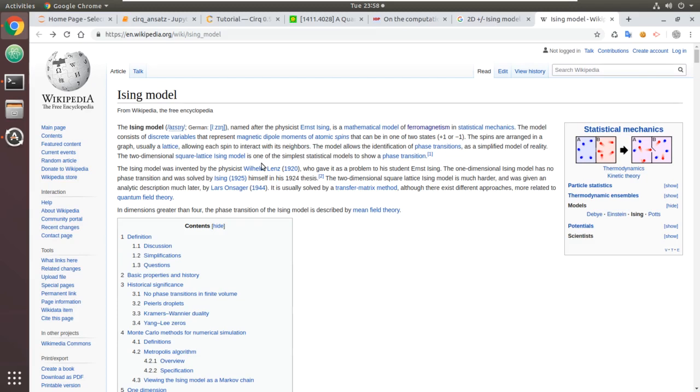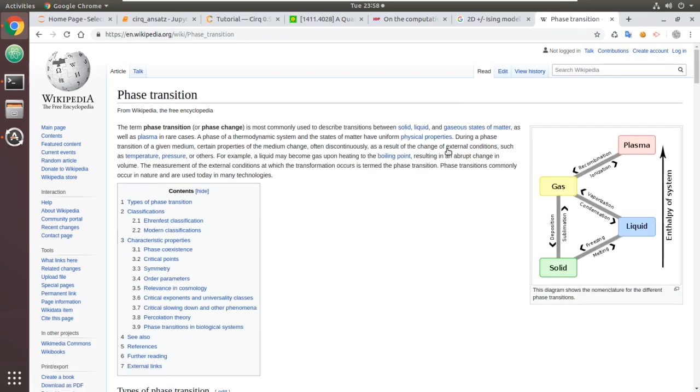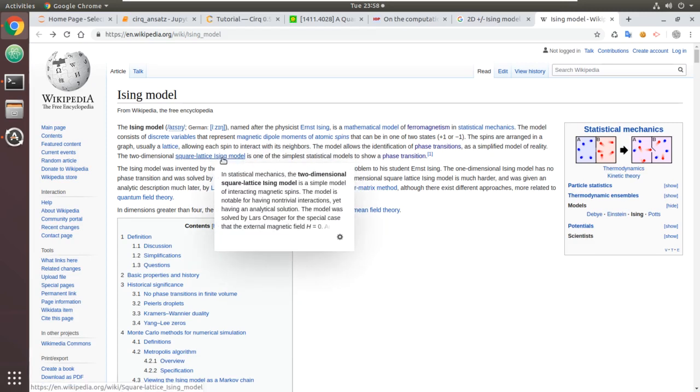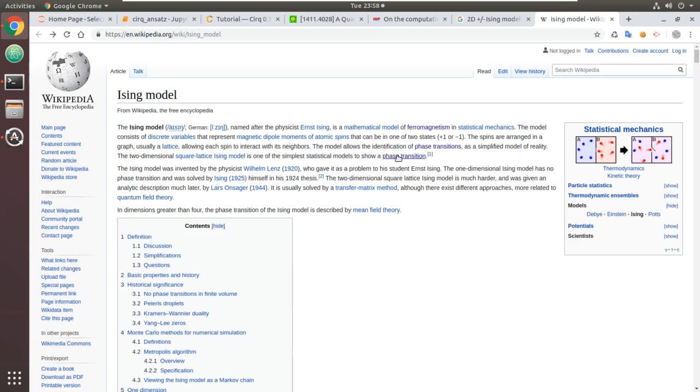So it's arranged in a graph, usually a lattice, and the model allows each spin to interact with its neighbors only. The model allows the identification of phase transitions. What are phase transitions in this case? The term phase transition or phase change is commonly used to describe transitions between solid, liquid, as well as plasma. As a simpler model of reality, the two-dimensional square lattice Ising model is one of the simplest statistical models to show a phase transition.